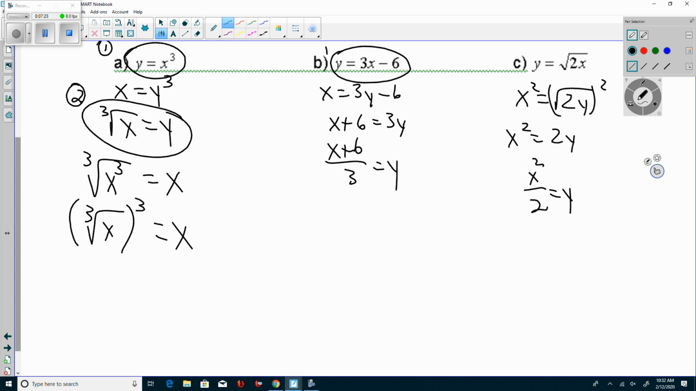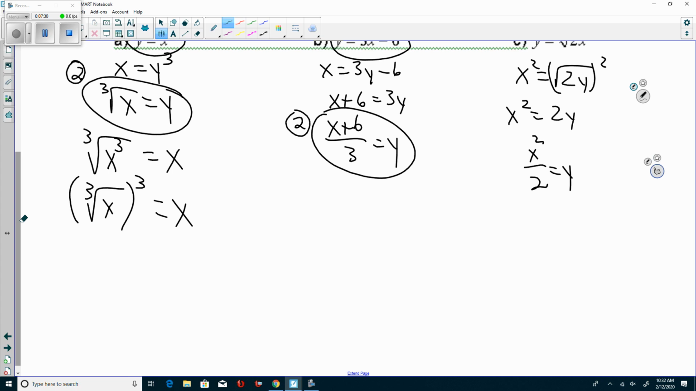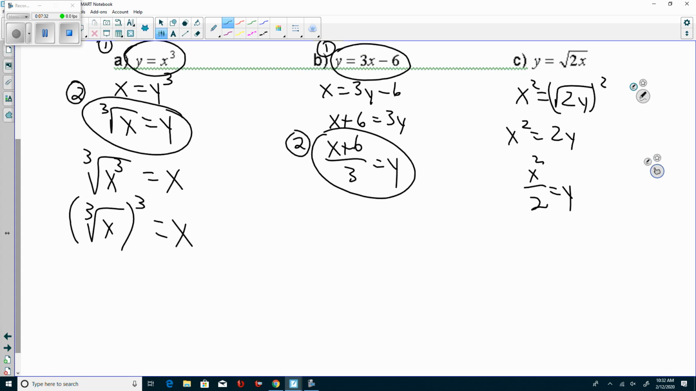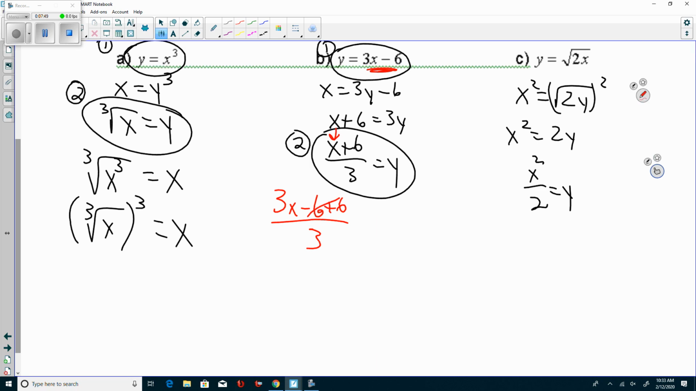Here's 1. Here's 2. So we take 1 and put it in for 2. Maybe I'll switch colors. So we take this and plug it in for the x. So 3x minus 6 plus 6 over 3. These cancel. 3x over 3 is x.